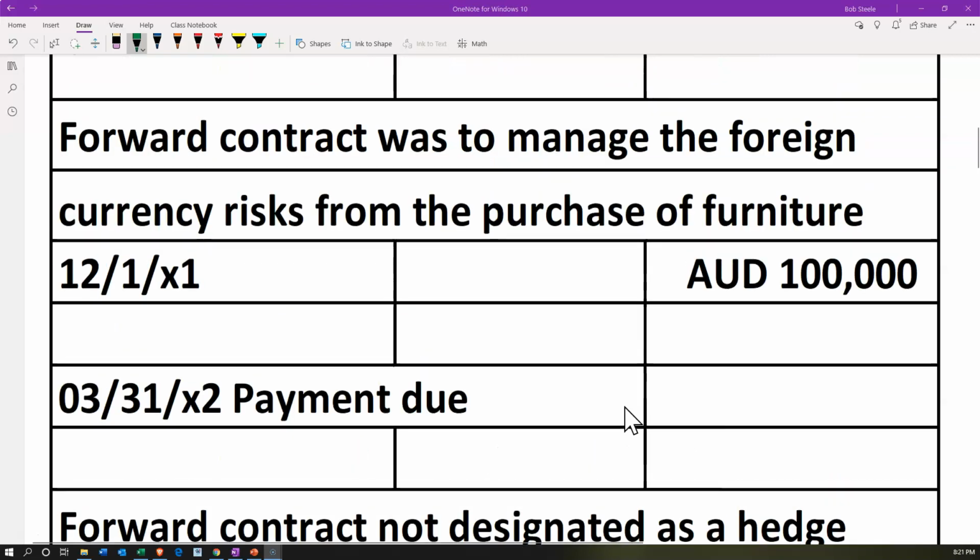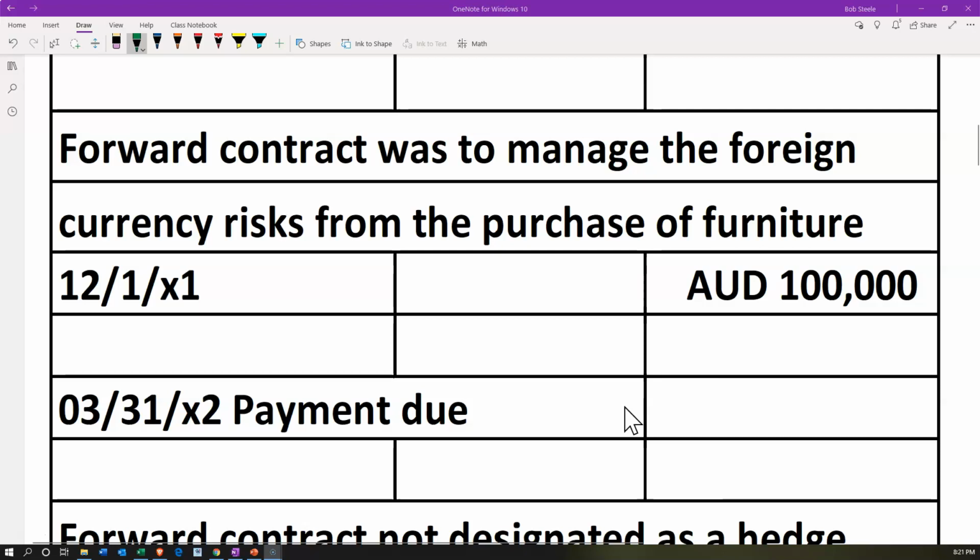So let's recap that real quick here. We purchased furniture from an Australian company. We purchased it on account, meaning we got the furniture. We're going to record it on 12/1/X1, but we're not going to pay for it until 3/31/X2. So we have our normal kind of payable. Notice that's 4 months later. We got December, January, February, March, 4 months later, which is 120 days. So that's going to be 120 days later, we'll make the payment.